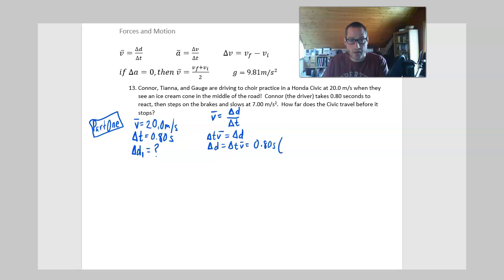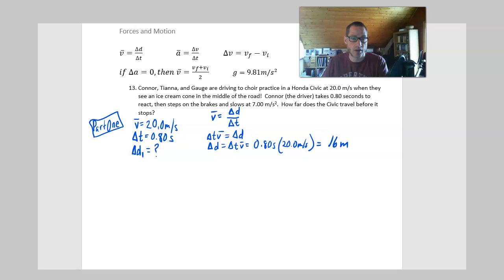0.80 seconds times 20.0 meters per second. And you'll find that that equals 16. Now, we can only have two significant digits because we only have two here. This one's not a significant digit, so we can actually only have two in our answer. So it's just 16, not 16.0. Okay, so while Connor's reacting to this incident, 0.8 seconds, the car traveled 16 meters.